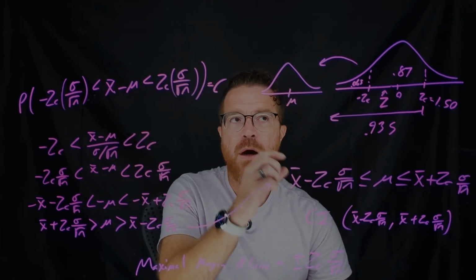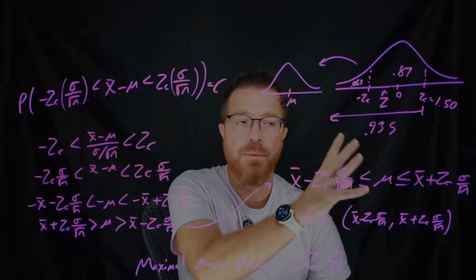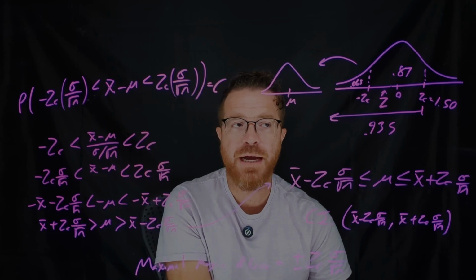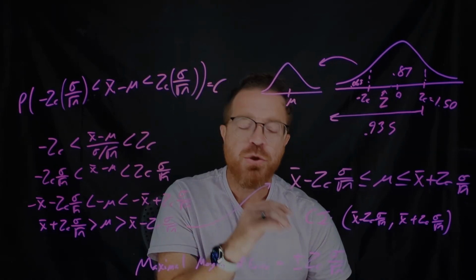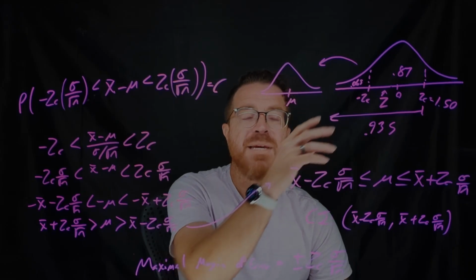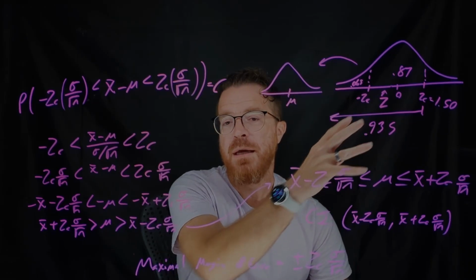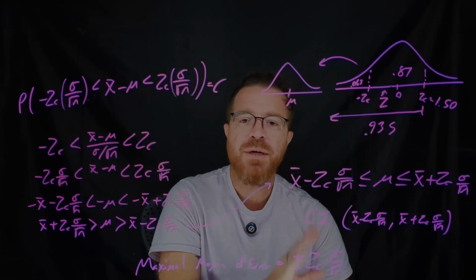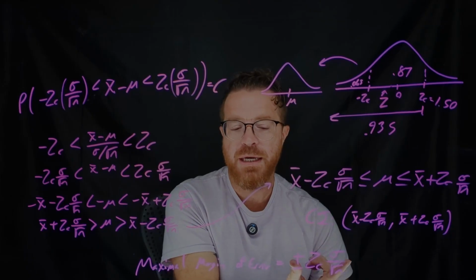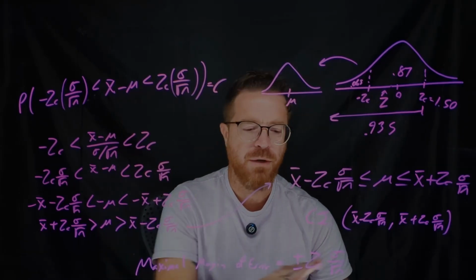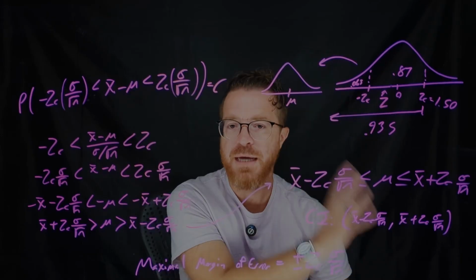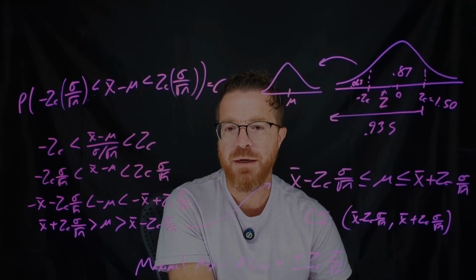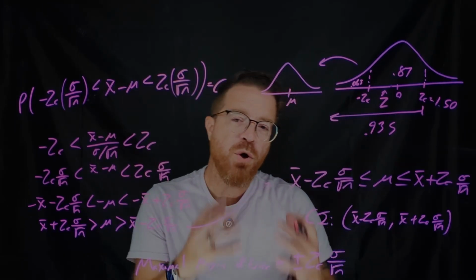Our maximal margin of error is because what it's telling us is that our error is how far off our point estimate is from the true parameter. In this case, how far x bar is from mu. But we don't know what mu is. So what we're saying is, being some amount confident, the worst case scenario is that it should be within negative z critical sigma over square root of n to positive z critical sigma over square root of n.